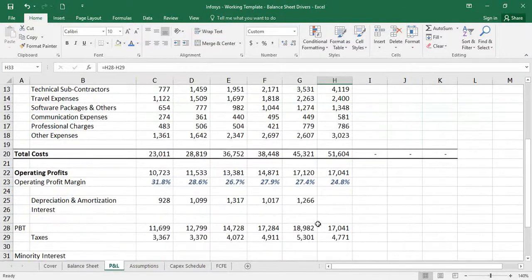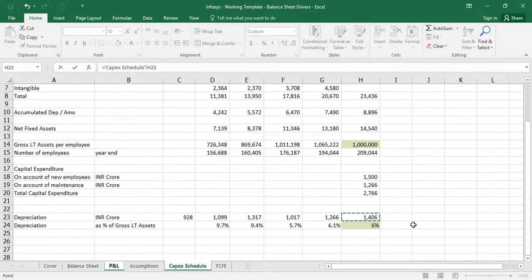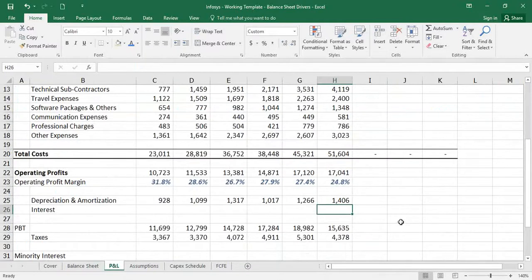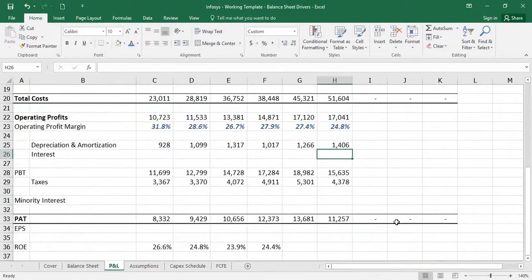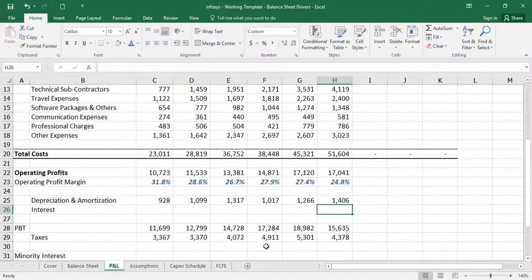In the P&L, one number was missing. That was the depreciation number. I can link the depreciation to my CapEx schedule. I've calculated it as 1406. That comes here, right? We will look at whether this number is correct or not in a few moments. But for now, this is fine in terms of putting in the numbers linkages, right?